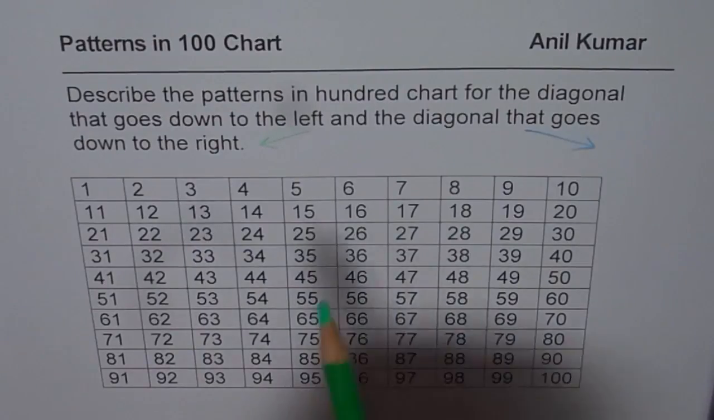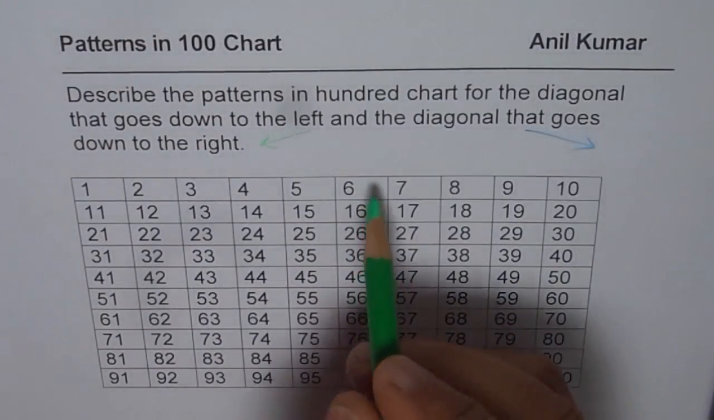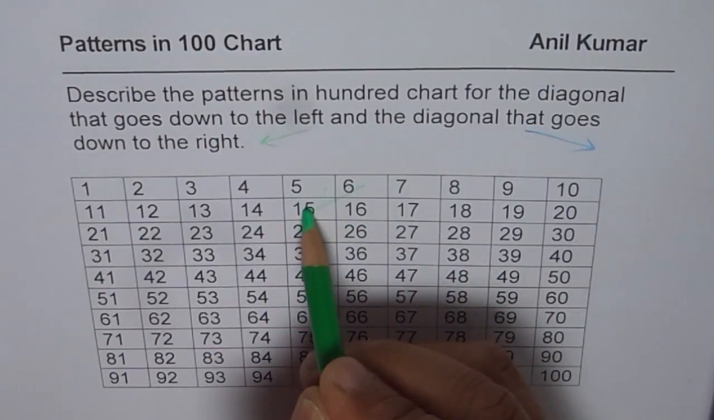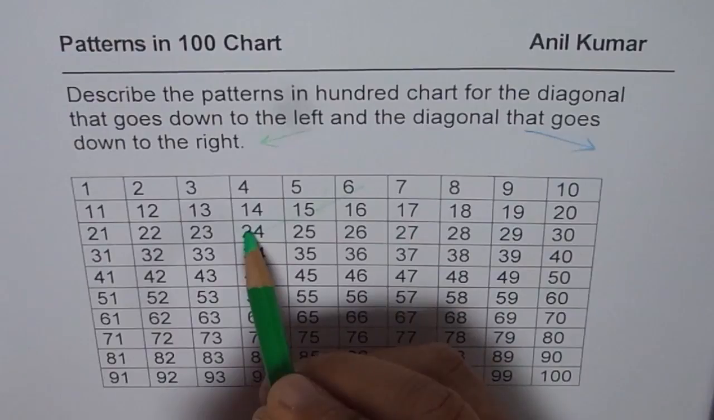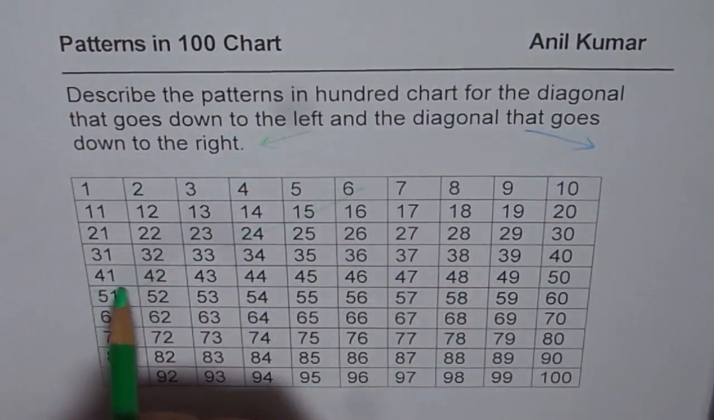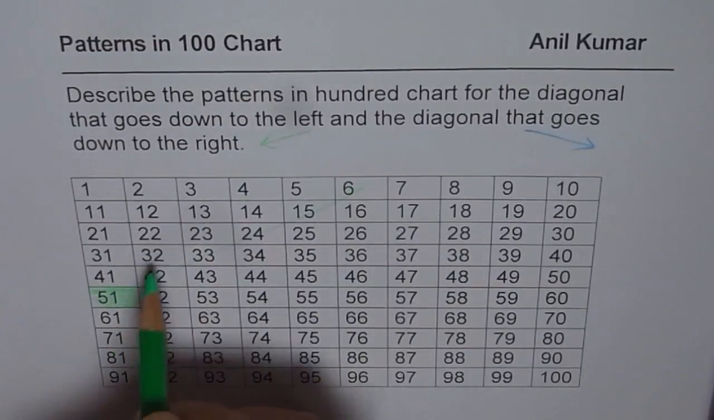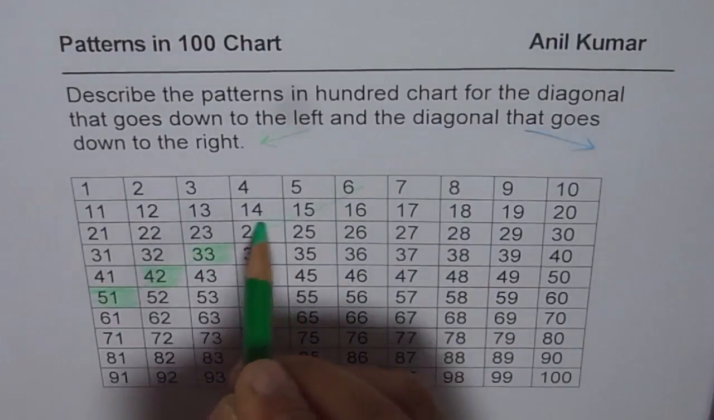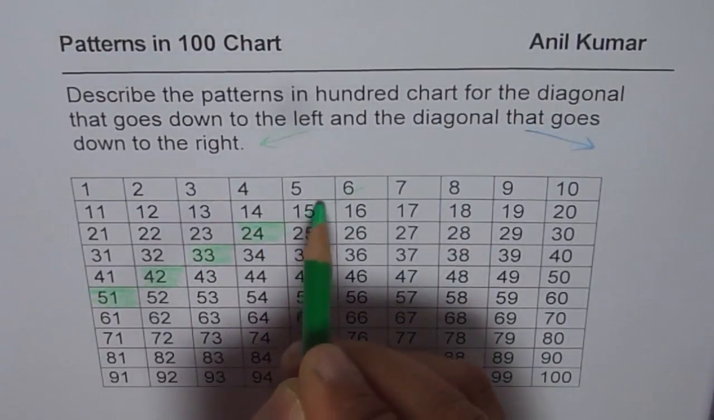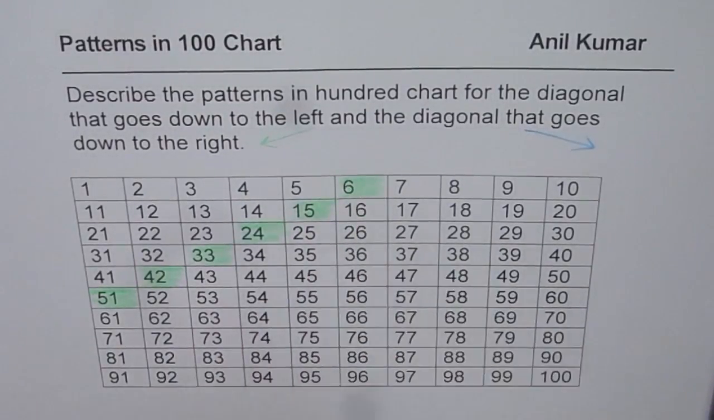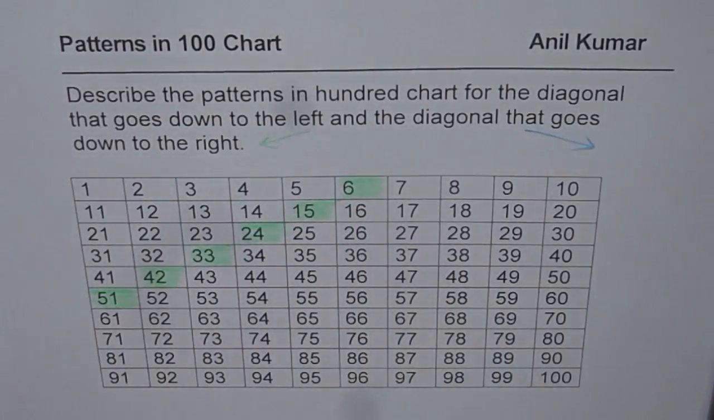Let's shade. Let's begin with 6, for example. So if you start with 6, go down to the left, you reach 15, correct? And then 24, and then 33, 42, 51. So let's color these in green. So that is diagonal down to left. What kind of pattern do you observe in this? You can make a note of that. Now let us see the type of pattern you see.